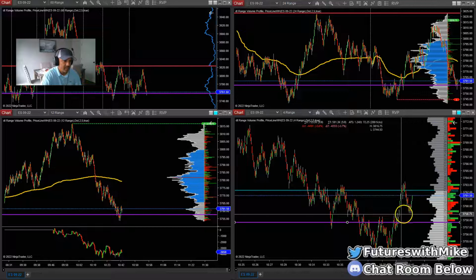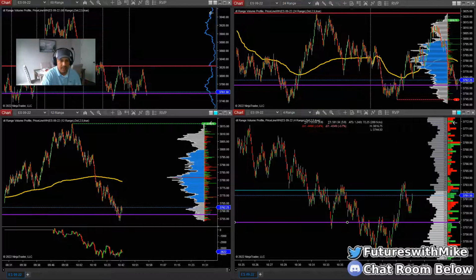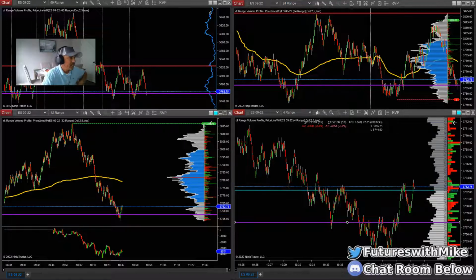Price came back right here to this little small area of support. I went long, just for a quick little scalp. Having a scalp this morning. And I'm up 22 ticks now. I had 15, I'm up 22. So I'm just scalping along.